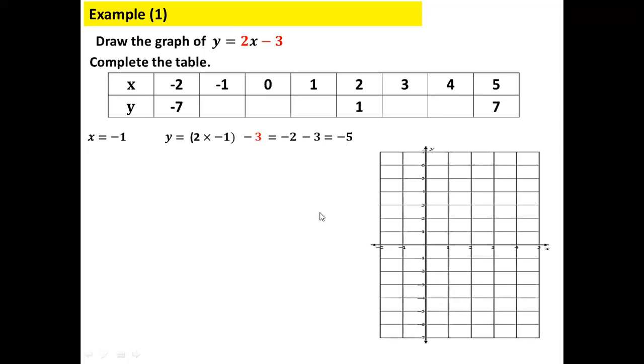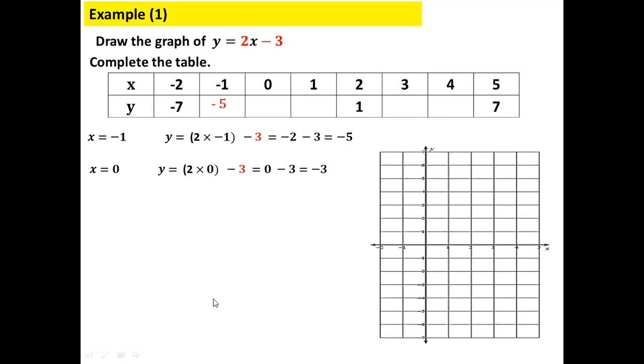Do you want to continue with me, Farah? Okay, let's continue, teacher. For the zero, it's 0, so 0 multiplied by 2 is 0. So 0 minus 3, negative 3. That is right. Thank you very much, Farah.